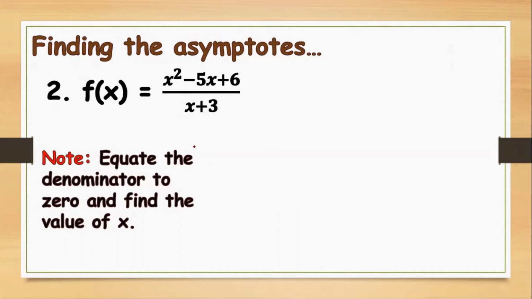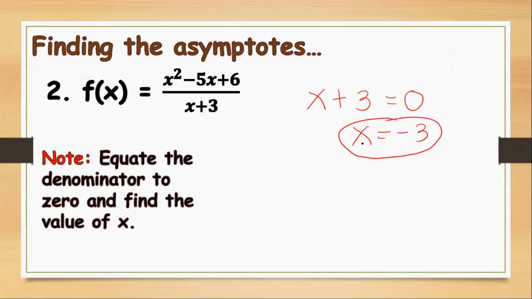Let's find the vertical asymptote. All we have to do is equate the denominator to 0 and find the value of x. So we have the denominator x plus 3. Equate that to 0, and so our x is equal to negative 3. This will be our vertical asymptote, the line x equals negative 3.